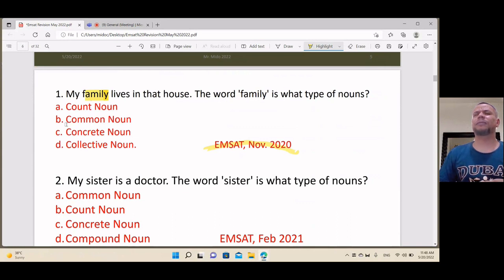What is it? Yes, that's right. It's a collective noun. Collective noun, why? Because inside the family as a noun, we have a lot of nouns. We have father, mother, mom, dad, grandma, granddad, or grandfather, daughter, son, sisters, brothers, uncle, and so on. So many nouns inside one noun. This is a collective noun.